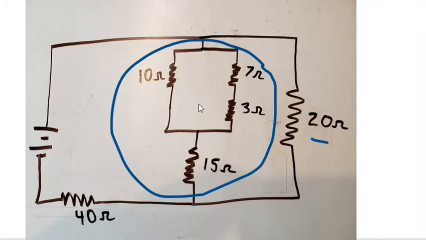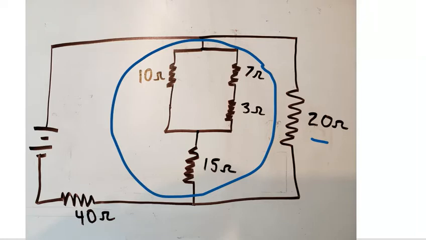I can't put the 20 in parallel with the 10 because it's not. It's in parallel with the 10, the 7, the 3, the 15. It's parallel with all of them, but they're not all in parallel with each other. So that doesn't work for me. And again with the 10, well, the 10's in parallel with both of these, but they're not in parallel with each other, so I can't deal with them.